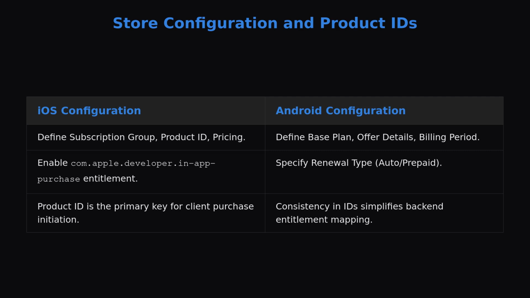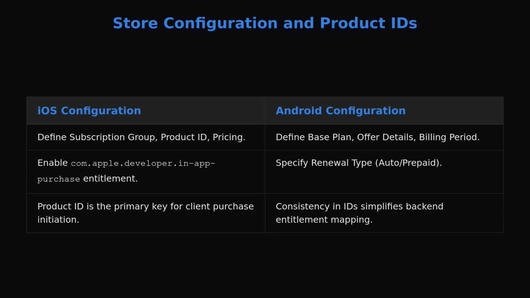The foundation of secure subscriptions starts with precise store configuration. You must define identical product identifiers in both the Apple Developer Program and the Google Play console. For iOS, configure the subscription group, the specific product identifier, pricing tiers, and the duration within App Store Connect. Crucially, enable the entitlement com.apple.developer.in-app-purchase in your Xcode project capabilities.